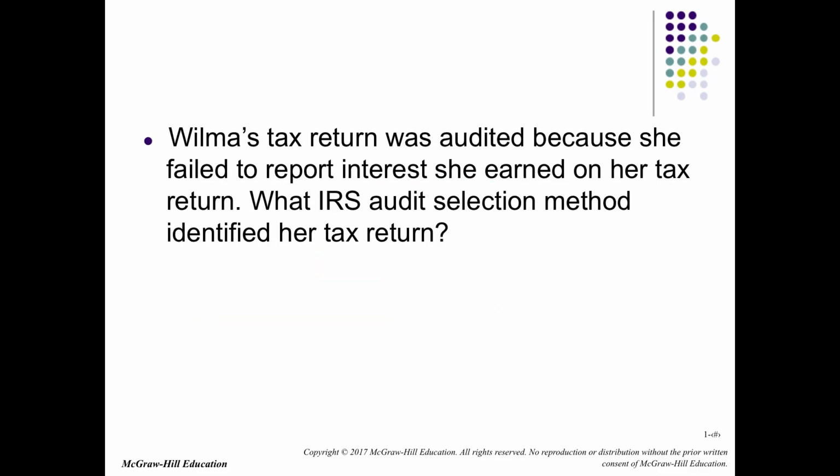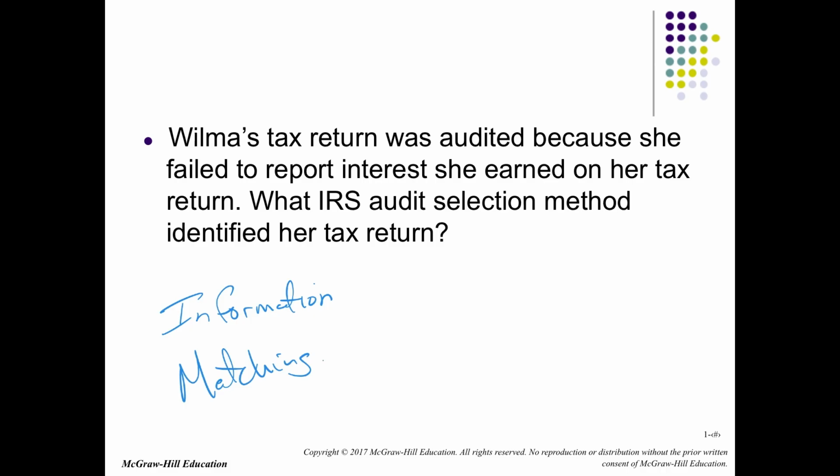All right, so the next question is regarding Wilma. Wilma's tax return was audited because she failed to report interest earned on her tax return. What IRS selection method identified her return? So this is a fun one, because the IRS has gotten really smart. And again, since things are electronic, it's gotten a lot easier. So the IRS uses what's called information matching.